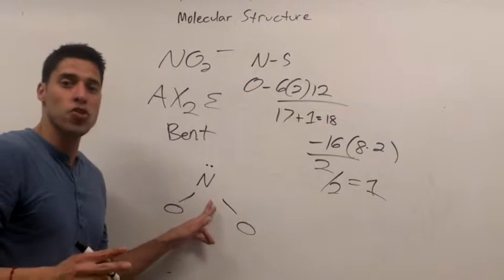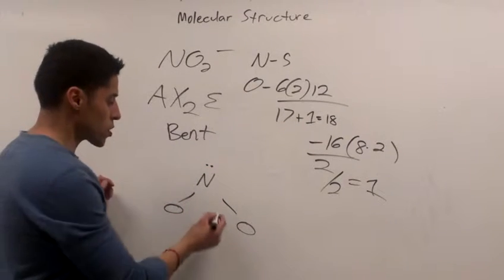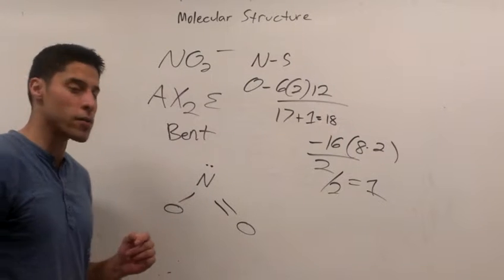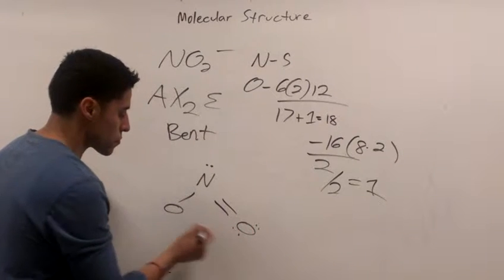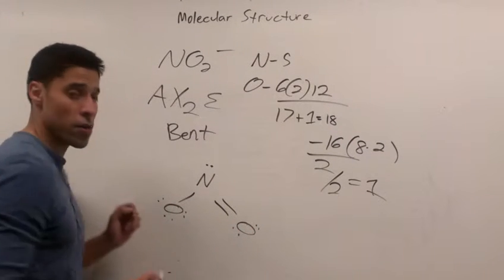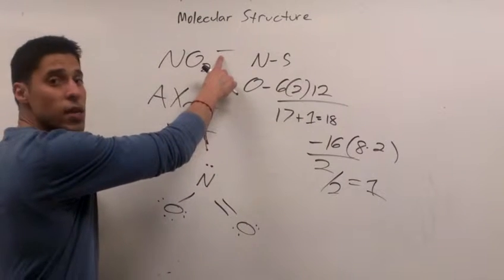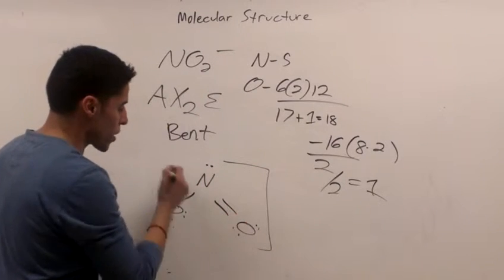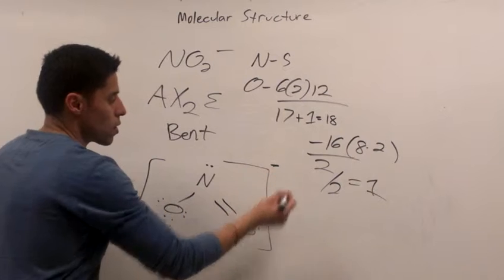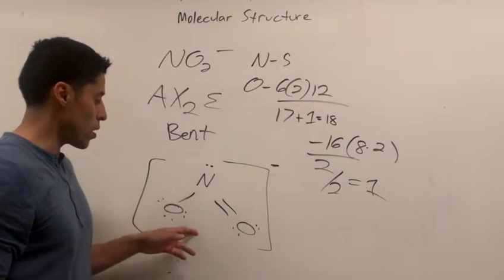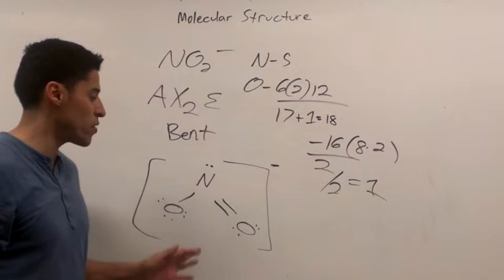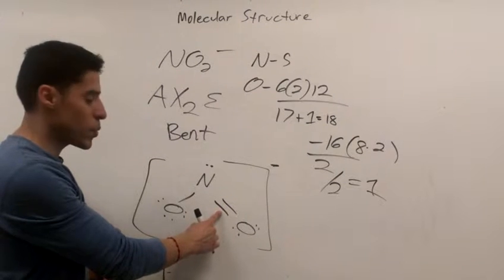So nitrogen is in the first 2 periods, so it has to follow the octet. We're just going to add another double bond there to fulfill it. And the surrounding atoms always follow the octet. Now, since it is an anion, we have to draw the brackets and the negative charge. Now, this is the resonance structure. I'm just drawing one of them here. You could also have drawn the double bond on this side.